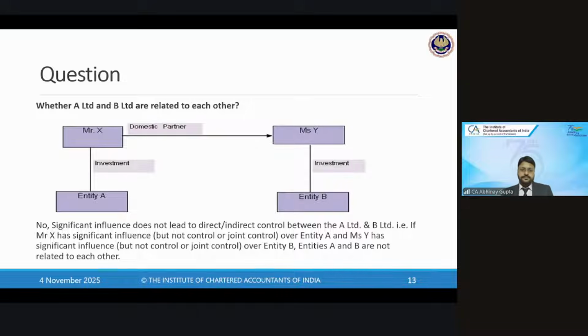Yes, no? Domestic partner is included. So Mr. X and Mr. Y are domestic partners. Yes, X and Y are related.